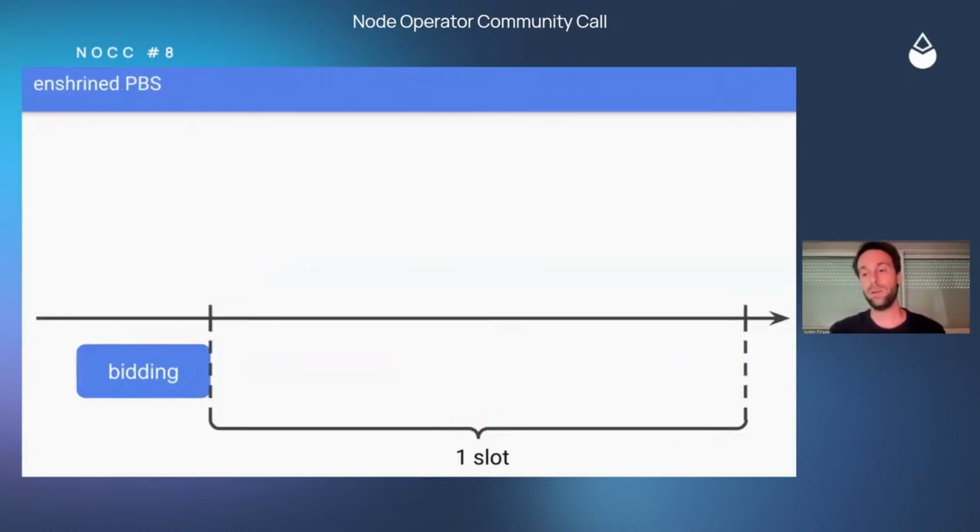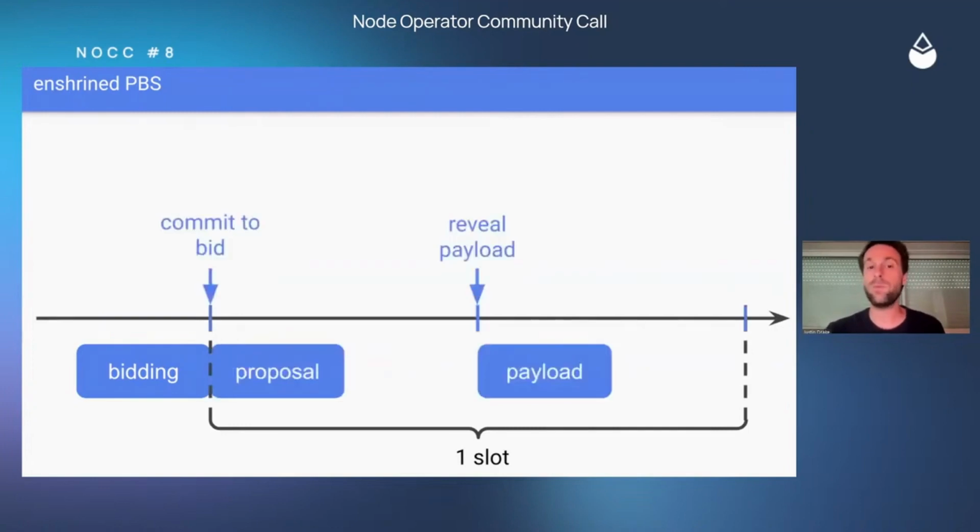If we look at how Enshrined PBS specifically is implemented, at least the suggested design is to have various periods within a slot. Before the slot even starts, we have this bidding period where the builders submit bids to the bid pool. And then within the slot, there are two very important phases. The first one is the proposer committing to the bid, and then the builder revealing the payload.